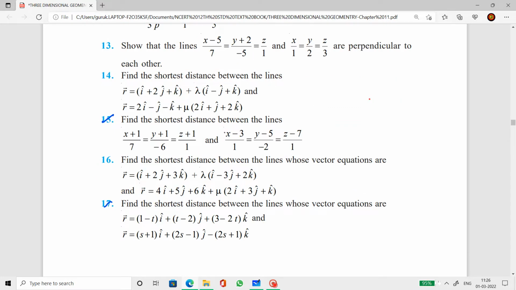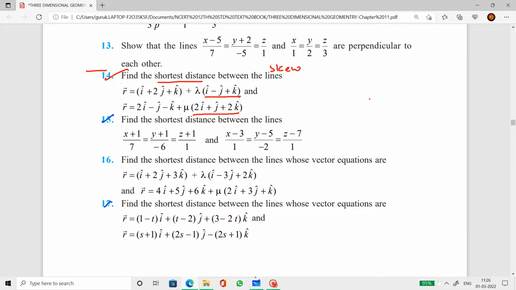Now we need to start from question number 14. Question number 14 is finding the shortest distance between the lines. But are the lines coplanar or non-coplanar? Just see the b vectors. The b vectors are different vectors. They are not proportional to each other. b1 and b2 are not proportional to each other. Therefore, these are skew lines. So the distance that they want us to find is the distance between skew lines.